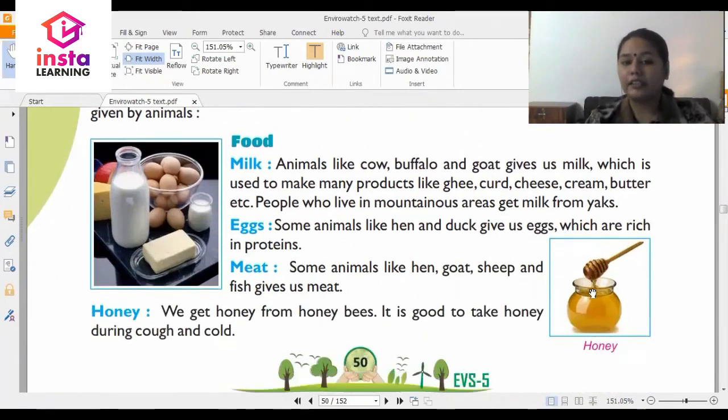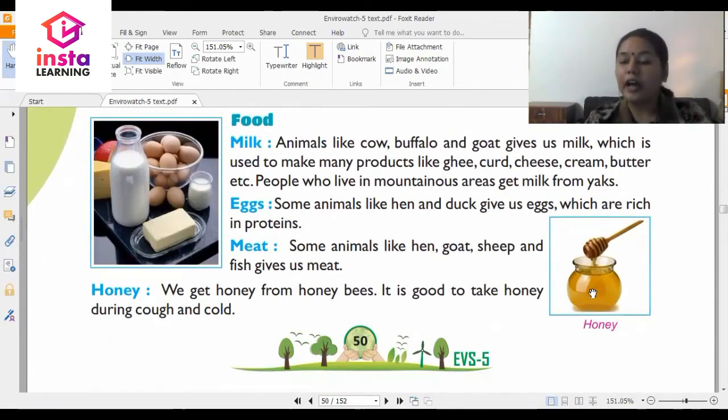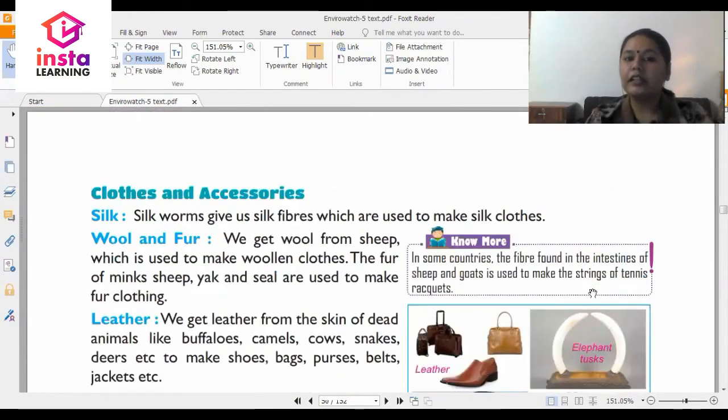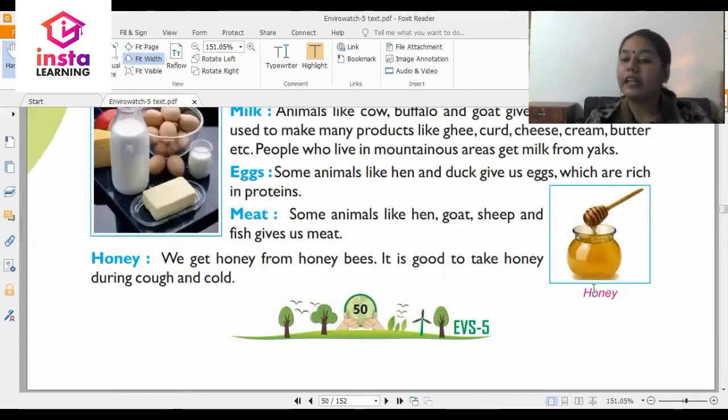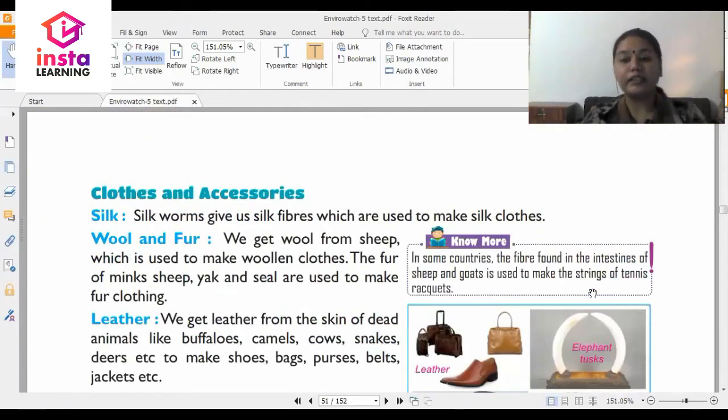Then you have eggs. Animals like hen and duck give us eggs, which are a rich source of protein. And then you have meat. The next food item that we get is honey, which we get from honey bees. And why is honey useful for us? Because if you drink honey mixed with lukewarm water, it really helps when you have a bad throat or when you're suffering from cold.